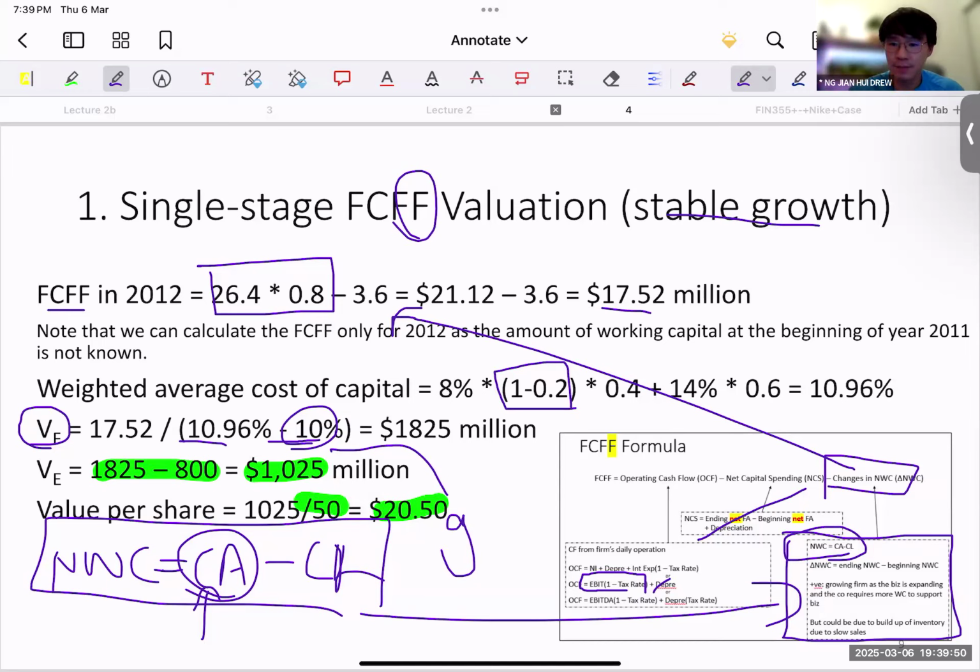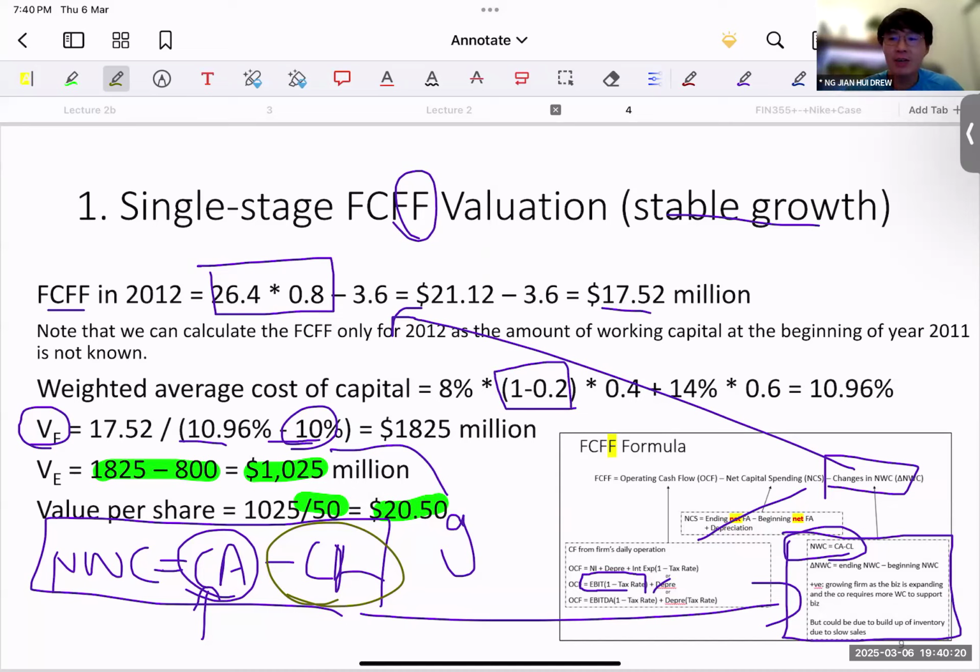accounts receivable. Now, having said that, on the current liabilities side, sometimes we do not consider short-term debt because short-term debt is mostly about the capital structure of the firm. It's not really the working capital financing requirement. So we just focus on the change in accounts receivable. So I hope you can see the difference.